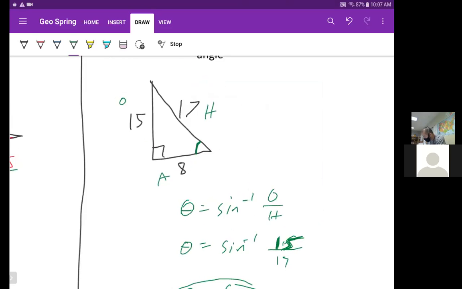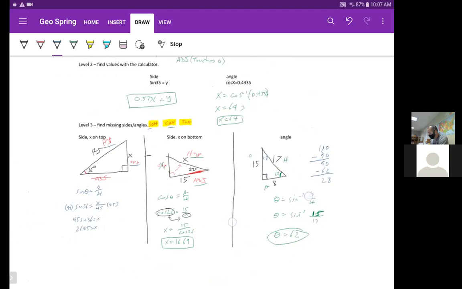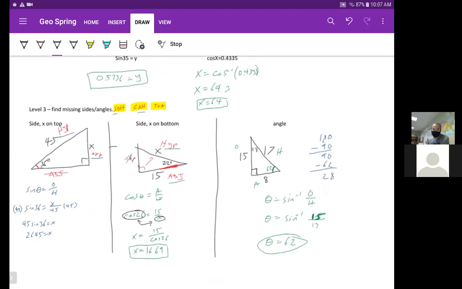So if this is 62, these three angles have to add up to 180, right? So 180 minus 90, which is here, is 90, minus 62, which is 28. So this angle is 28. All right, so that is the day 2 assignment.